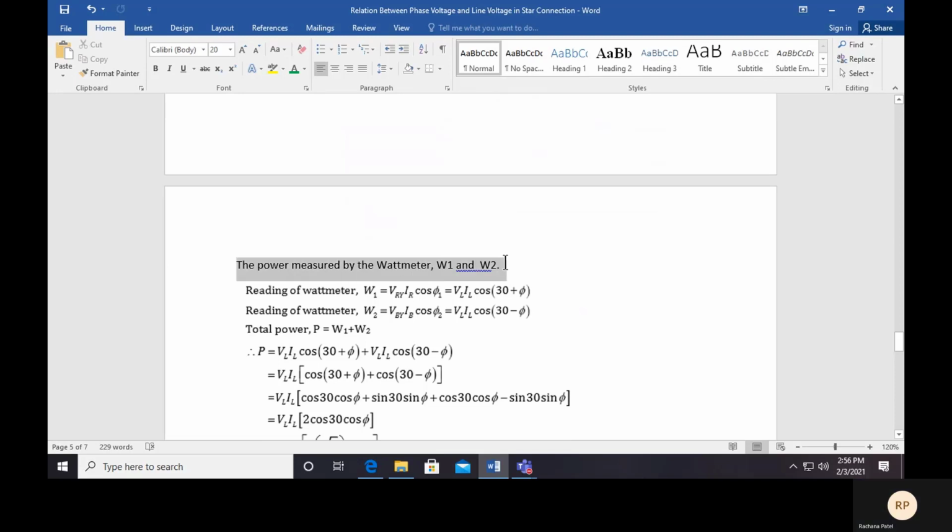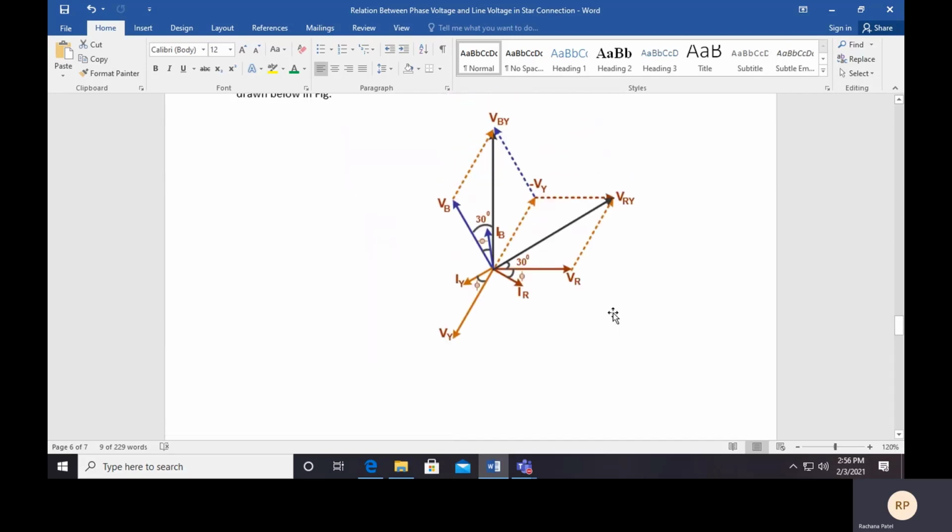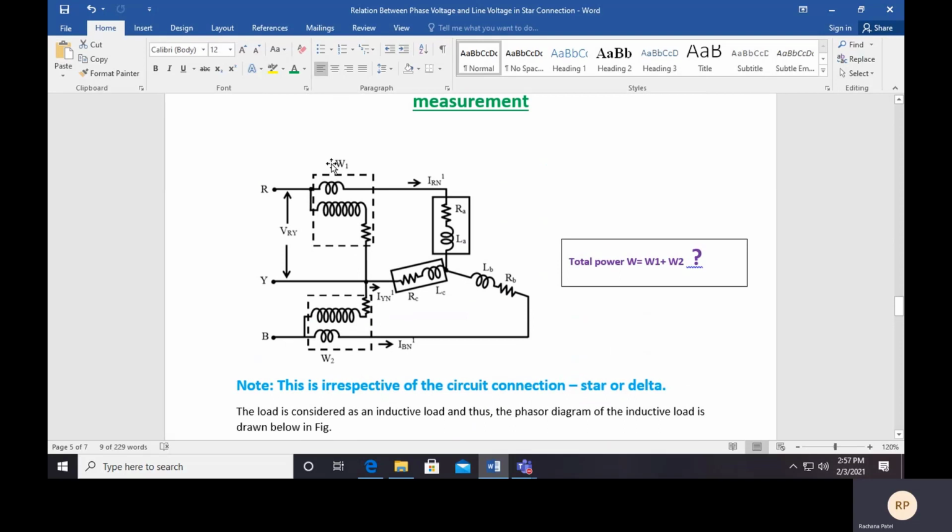Now, we want to check whether the W1 and W2 readings are enough for the total power measurement or not. For that, once again, let me focus on the circuit diagram. Which power will be measured by W1? We can easily say that W1 will measure the current, by notation IRN, and the voltage VRY. In the same way, W2 will measure the current which is available in this line, meaning IBN, and the voltage VBY.